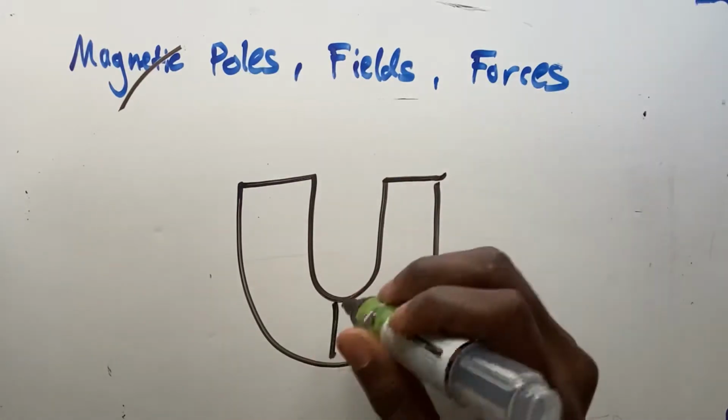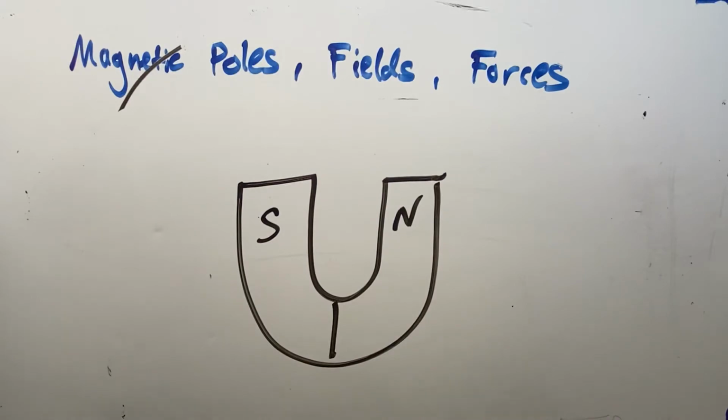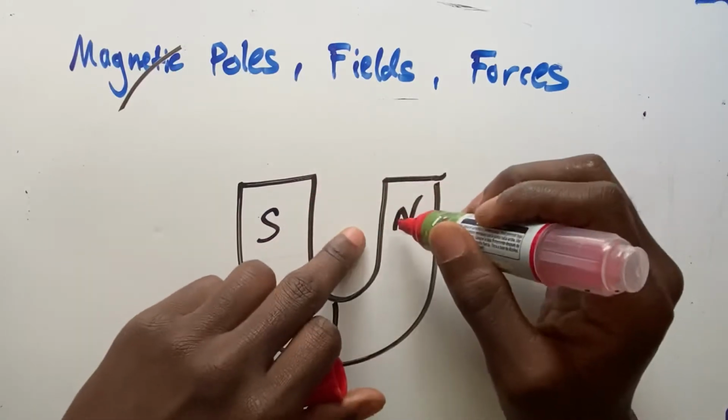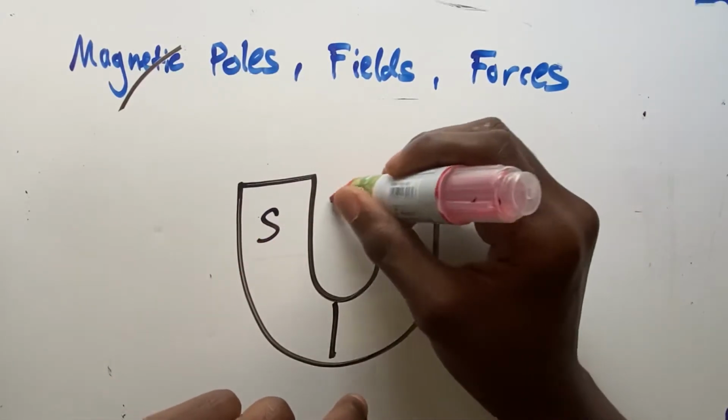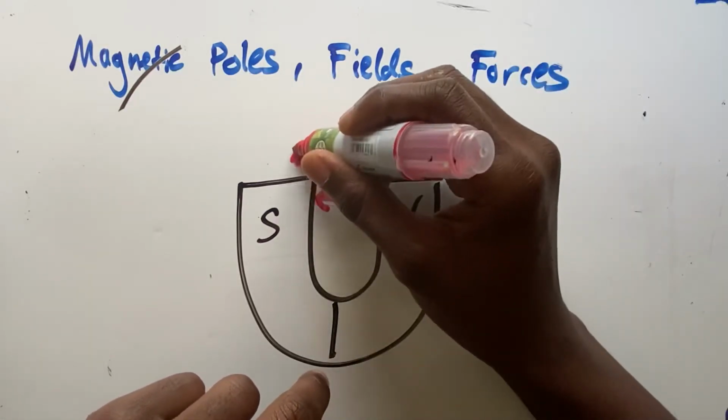Boom, like that, cut in half. Over here is the north, over here is the south. So again, basically it's going to point away from the north, and towards the south. So straight like that. And we have another one like that.